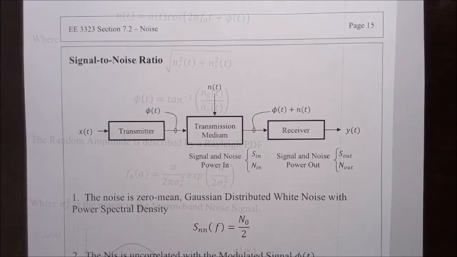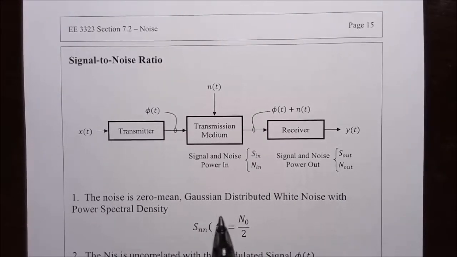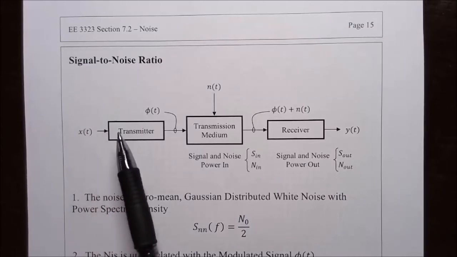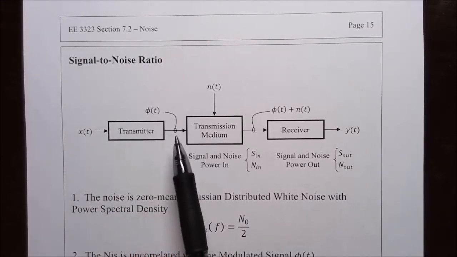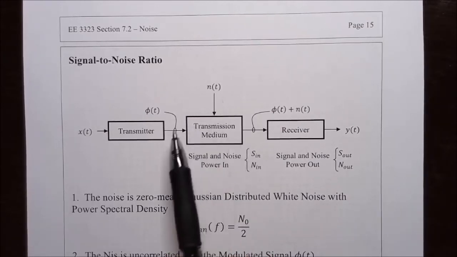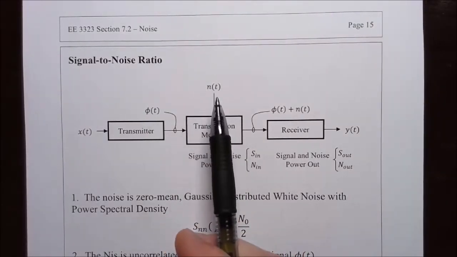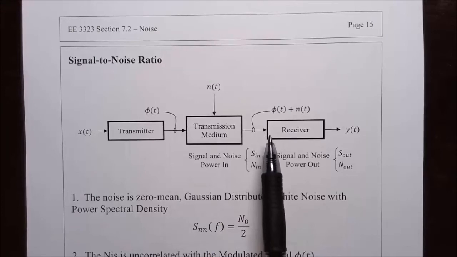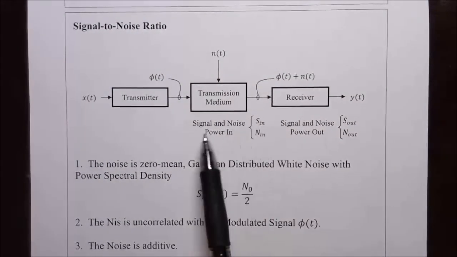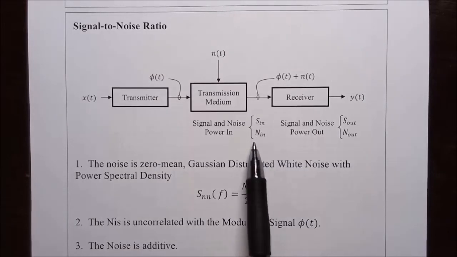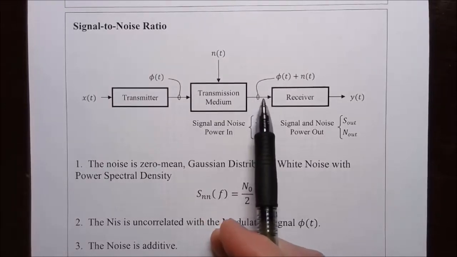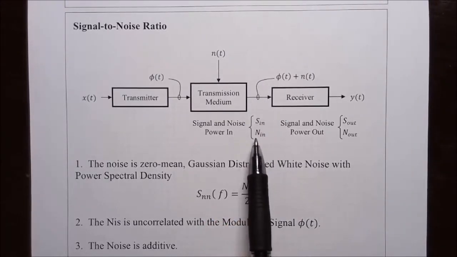So to use these noise models in analyzing the performance of various communication systems, we will apply them to this kind of model, where we have the message signal applied to a transmitter producing a modulated signal that is passed through a transmission medium, and added to the modulated signal is additive noise. So this signal plus noise is applied to the receiver. Now, at the input of the receiver, we have a certain signal power in and a certain noise power in, and we can determine the quality of the signal going into the receiver by its signal to noise ratio.